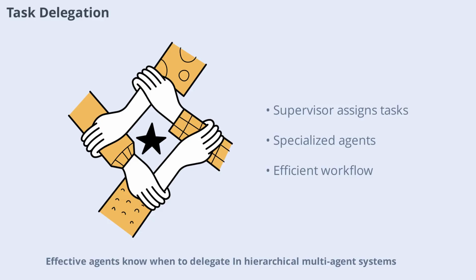Effective agents know when to delegate. In hierarchical multi-agent systems, a supervisor agent assigns subtasks to specialized agents, collects their outputs, and manages the overall process. This delegation improves efficiency and ensures each task is handled by the most qualified agent.